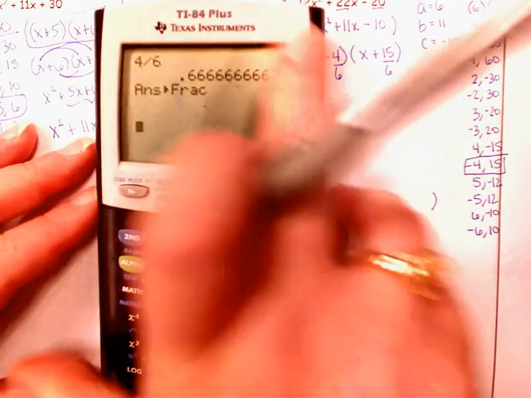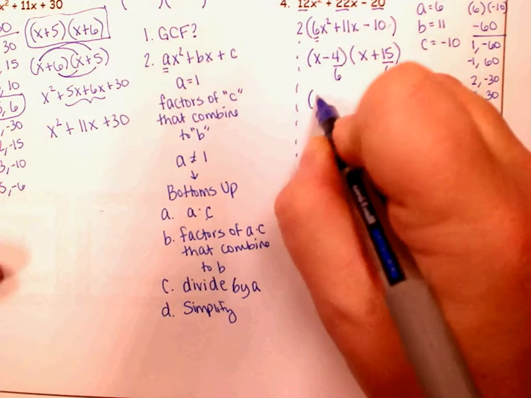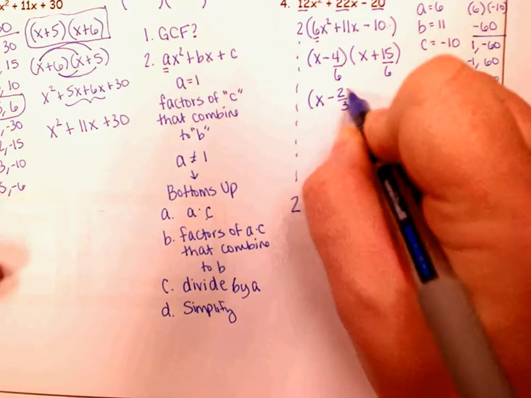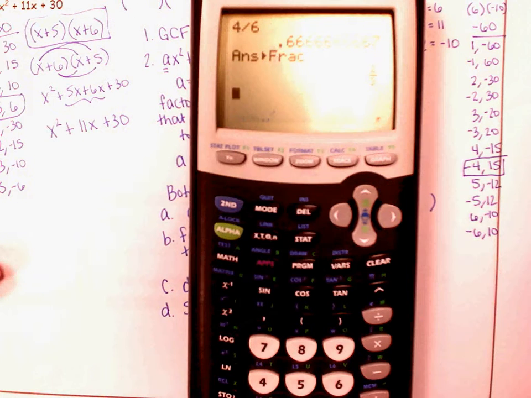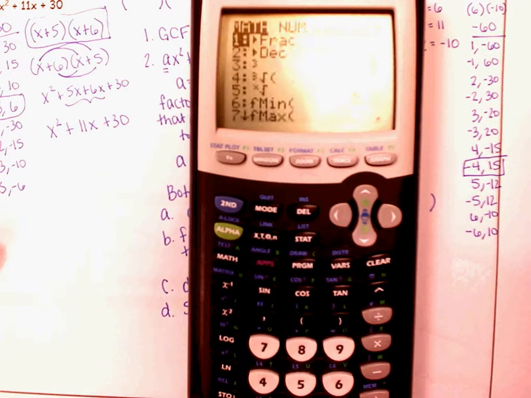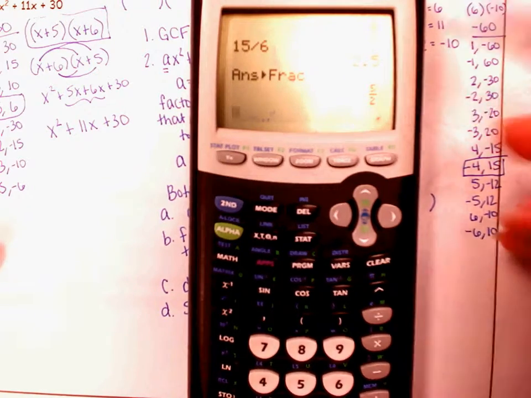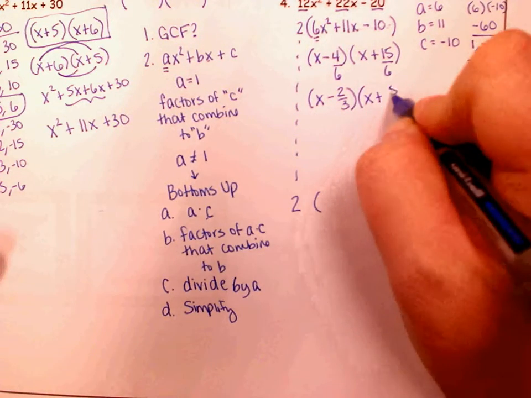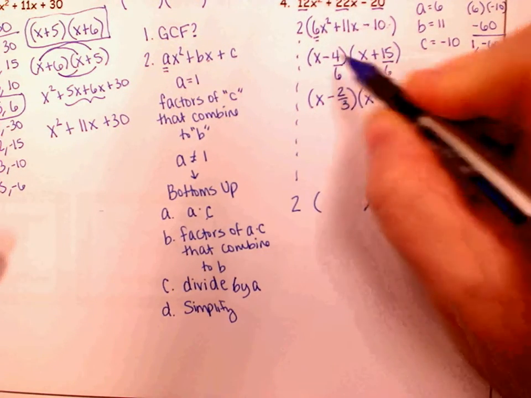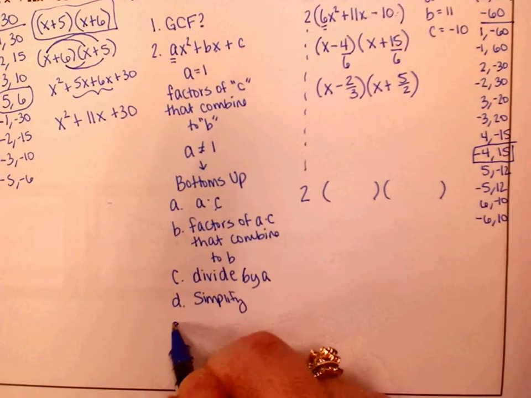So I'm going to rewrite this binomial as x minus 2/3. I'm going to do the same thing over here, 15/6. So I can put 15 divided by 6. And when I get the decimal, just hit math and enter 2 times. And it tells me it's 5/2. So I would write that as x plus 5/2. So don't lose those signs. That's really important. So now we're ready to do the bottoms up method.